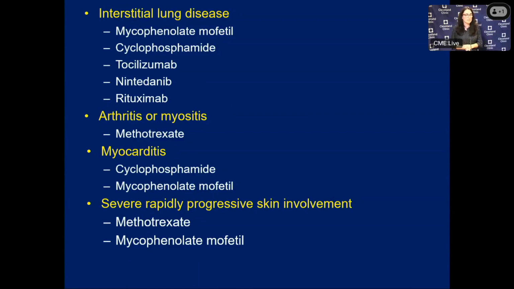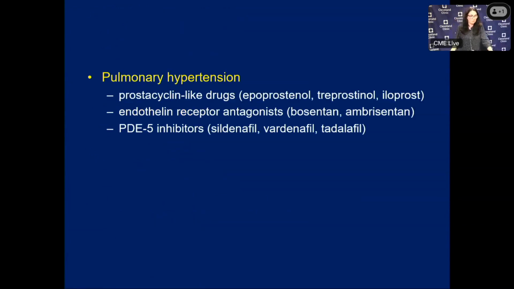Arthritis or myositis can be treated similar to rheumatoid arthritis with methotrexate, myocarditis with either cyclophosphamide or mycophenolate mofetil, and sometimes severe rapidly progressive skin involvement requires treatment, and attempts can be made with methotrexate or mycophenolate mofetil.